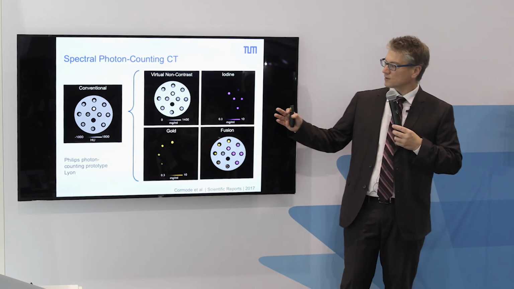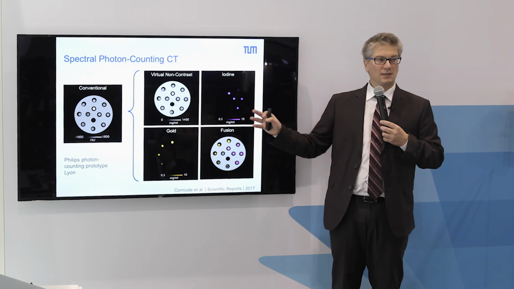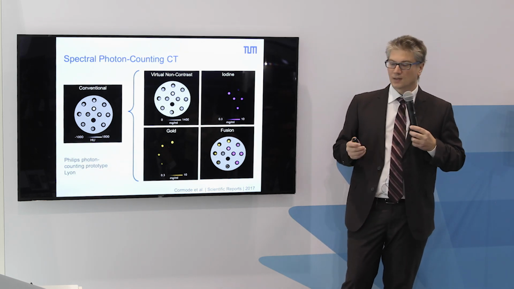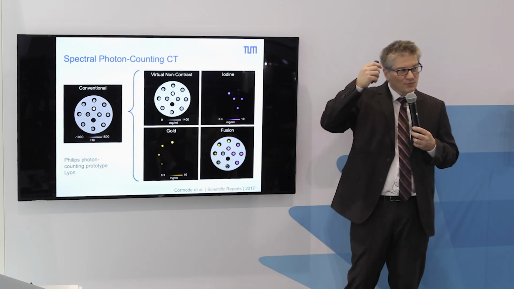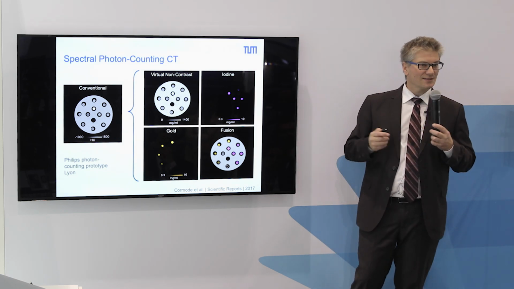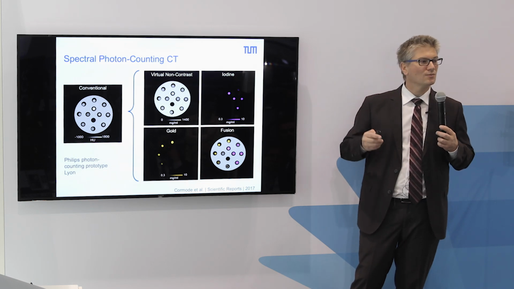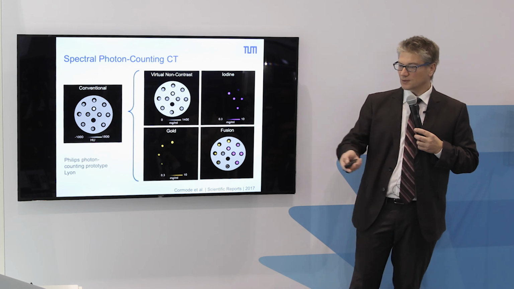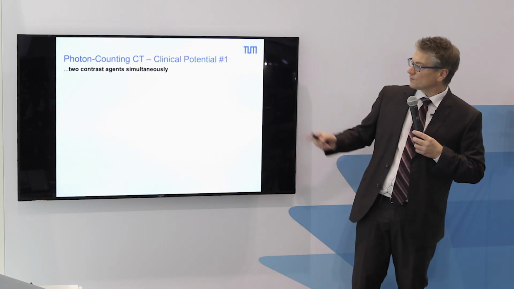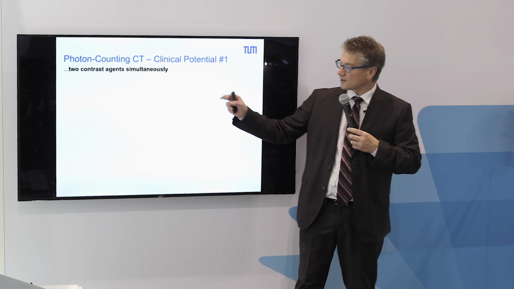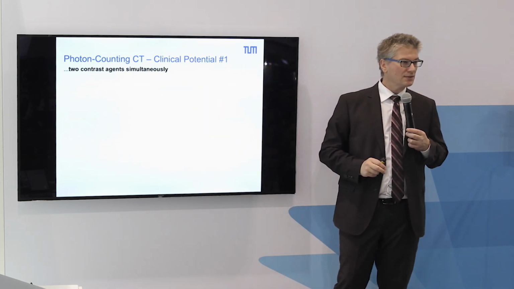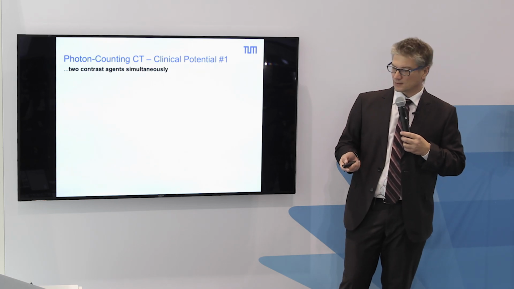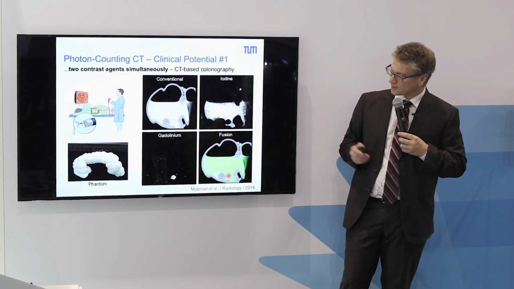But in principle, you can now separate as many material basis sets as bins you have in your detector. And that allows for a few creative ideas in terms of how one might use more contrast agents, and this is what I want to tell you as first examples. The clinical potential of photon counting is now to use several of these contrast agents in one go. And one thing to start with is this.